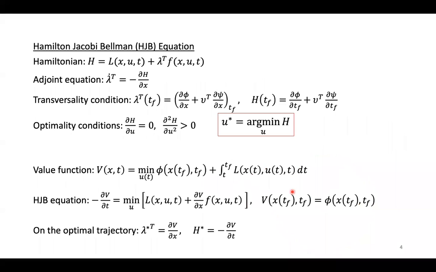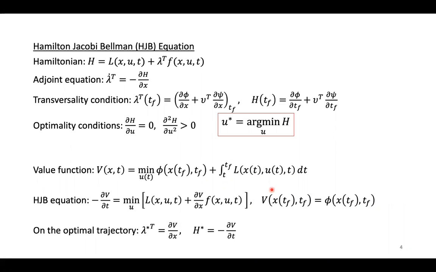And the answer is the Hamilton-Jacobi-Bellman equation. So in the past lecture, I think Professor Kothari had introduced the Hamiltonian, adjoint equation, all this stuff, but let me quickly review these concepts once again before we get into the HJB equation.